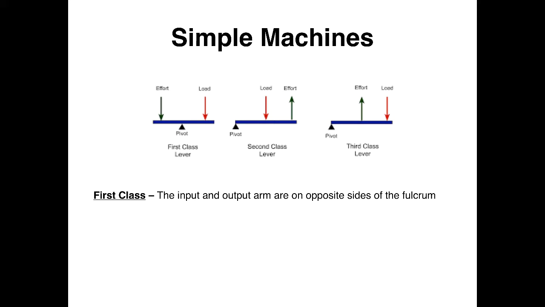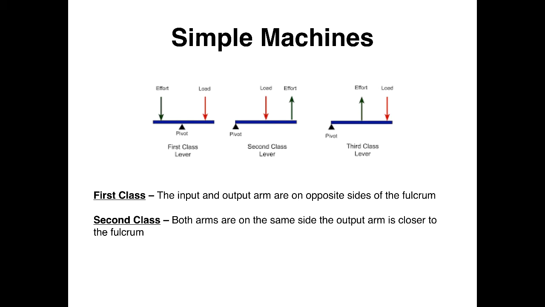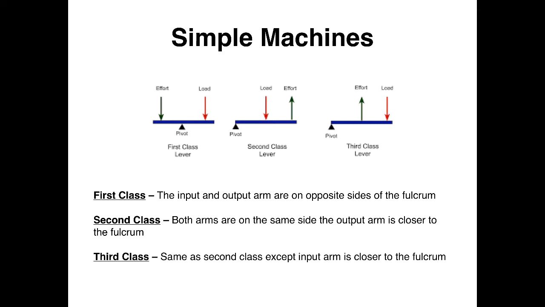So first class, the input and output arms are on opposite sides of the fulcrum. Second class, both arms are on the same side, but the output is closer to the fulcrum. And third class is the same as second class, except the input is closer to the fulcrum.